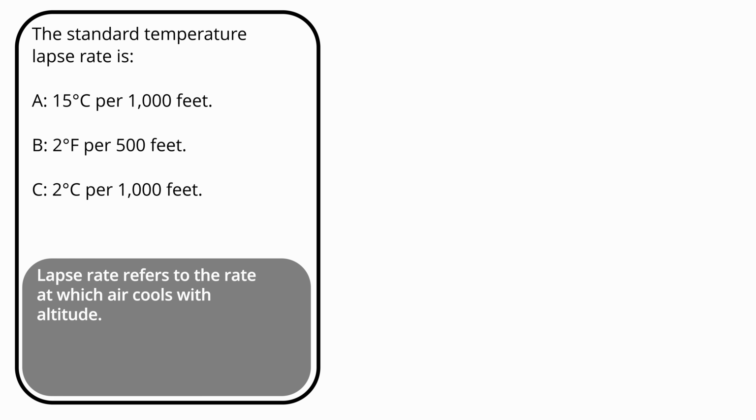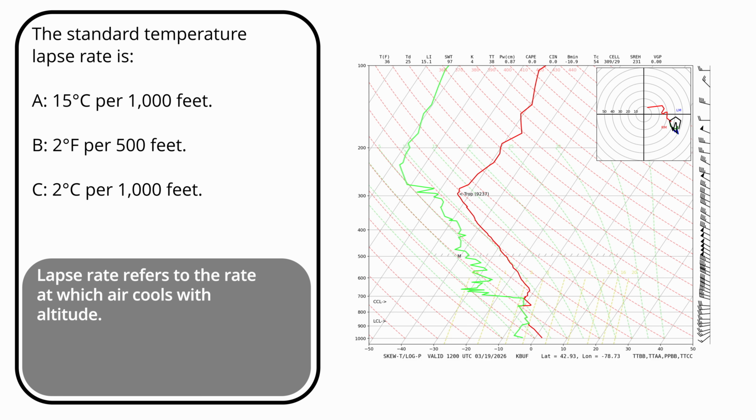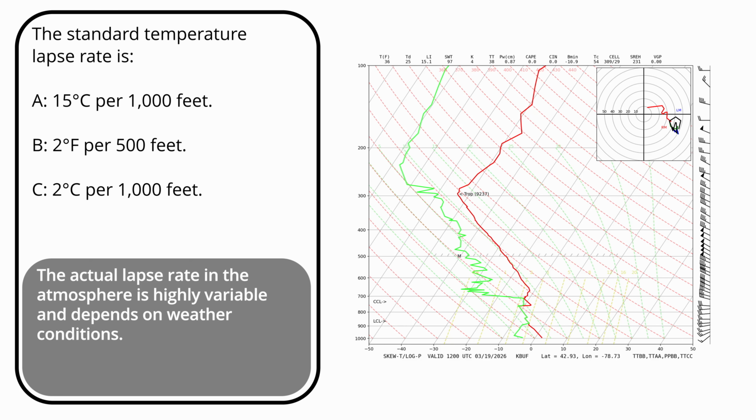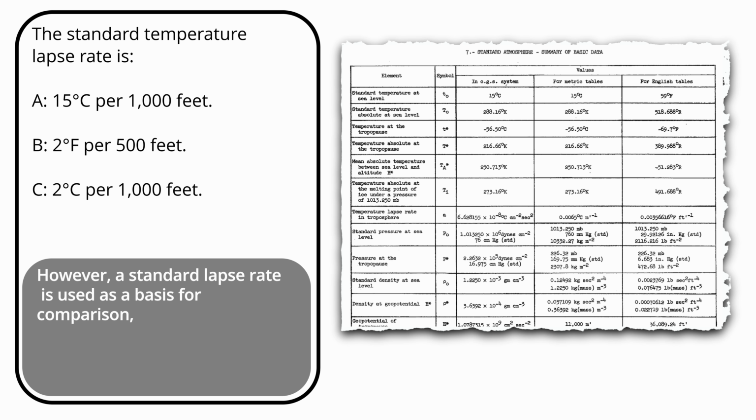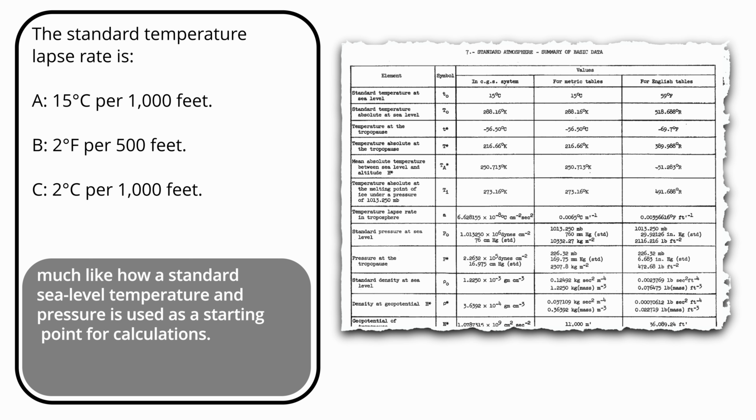Lapse rate refers to the rate at which air cools with altitude. The actual lapse rate in the atmosphere is highly variable and depends on weather conditions. Actual lapse rates are measured by weather balloons and play an important role in weather forecasting. However, a standard lapse rate is used as a basis for comparison, much like how a standard sea level temperature and pressure is used as a starting point for calculations.